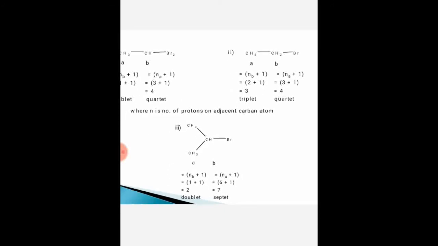And the last example is 2-bromopropane. In 2-bromopropane, first calculate the total sets of protons. Here both the methyl groups, the CH3 groups, are equivalent. So this is the first set, and the other set is the CH group. So there are two sets of protons.